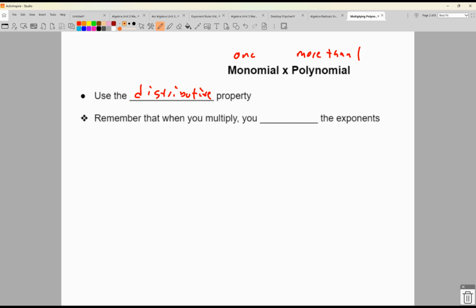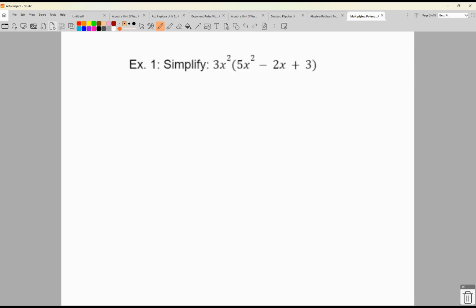We need to remember that when we multiply, we add our exponents. So if I'm doing x squared times x to the fifth, I get x to the seventh. Let's look at example 1, which says to simplify 3x squared times 5x squared minus 2x plus 3. So we want to distribute. 3x squared times 5x squared gives me 15x to the fourth. 3x squared times negative 2x gives me negative 6x to the third. And 3x squared times 3 gets me 9x squared.